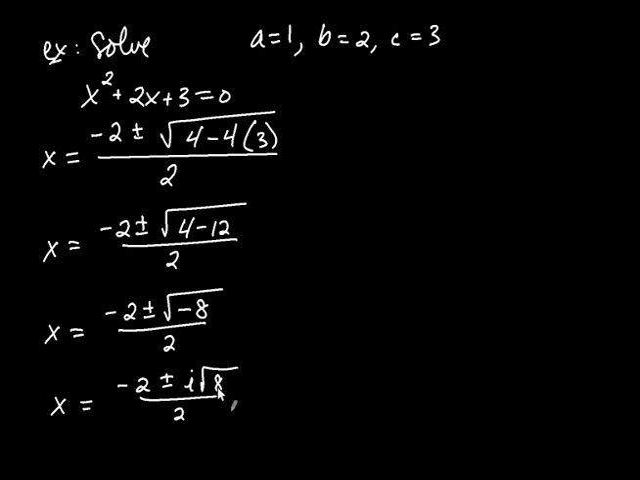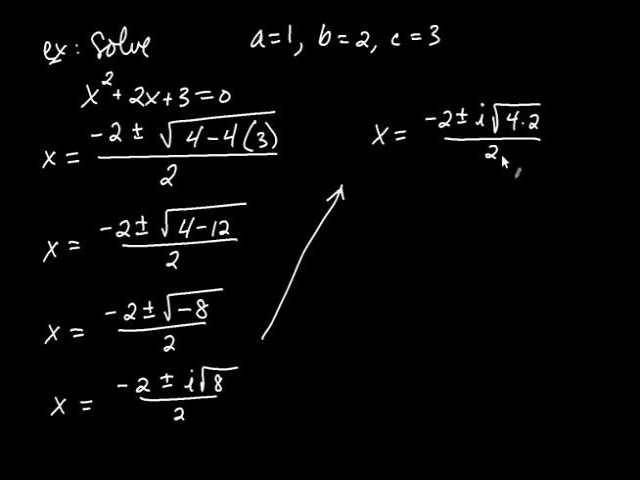Now the square root of 8 can be simplified, so let's finish it up here. So x is equal to negative 2 plus or minus i times the square root of 4 times 2 all over 2. So x is equal to negative 2 plus or minus, and the square root of 4 is 2. So it's 2i root 2, again, all over 2.